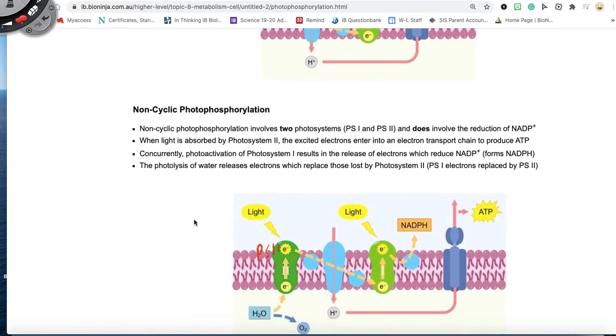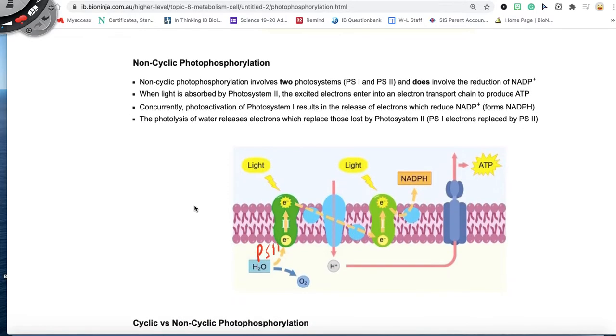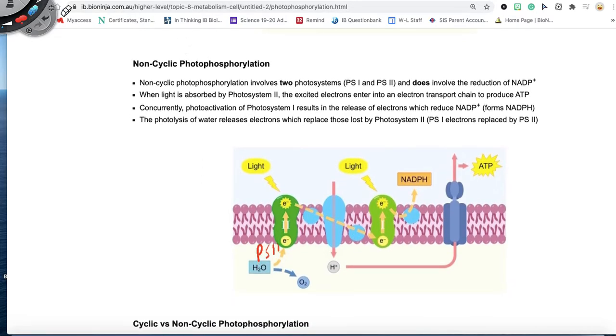So then what happens in cyclic photophosphorylation? Well, this is what we learned initially. Non-cyclic photophosphorylation, sorry, I said cyclic before, but I meant non-cyclic photophosphorylation, right? This is what we learned before. So in this type of photophosphorylation, we use the two photosystems. We use photosystem 2 and we use photosystem 1.